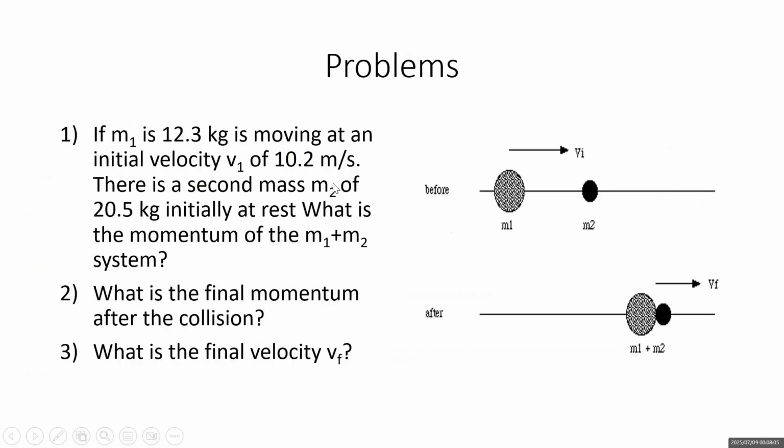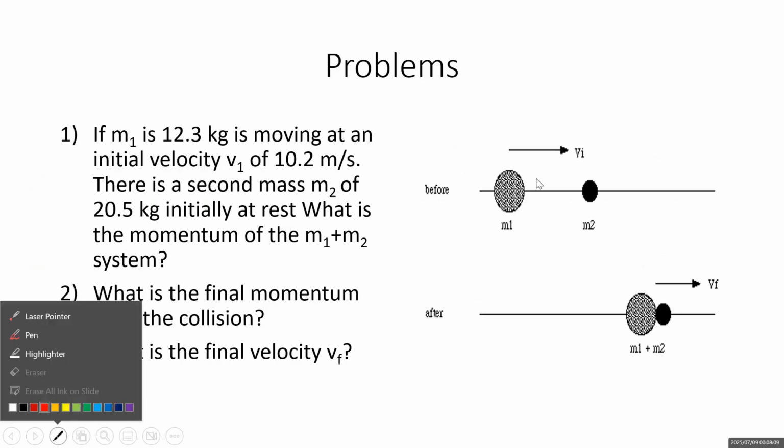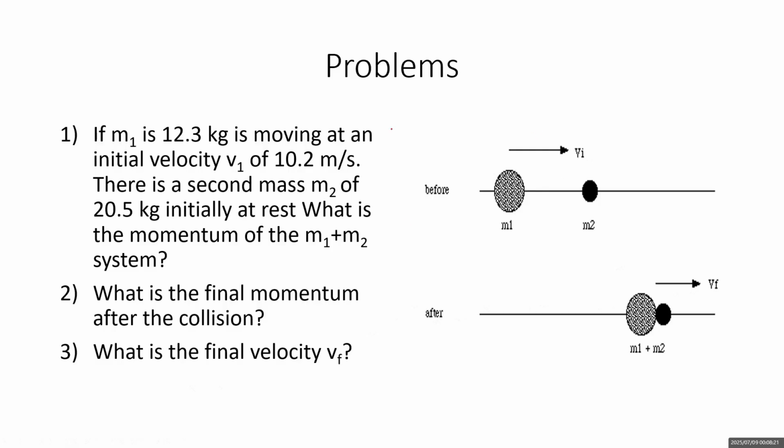If two things crash into each other like they are here, let's look at this. Two things are crashing into each other. M1 is crashing into M2 and they're sticking together. Let's see if we can solve this problem. We have to find the final velocity. We know the initial momentum, and we usually use P for momentum, final momentum.